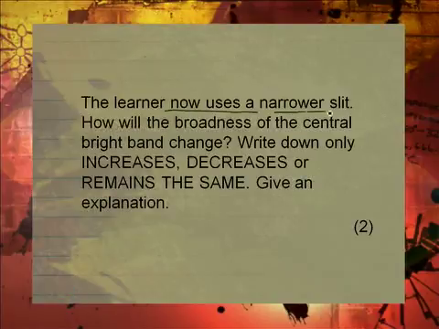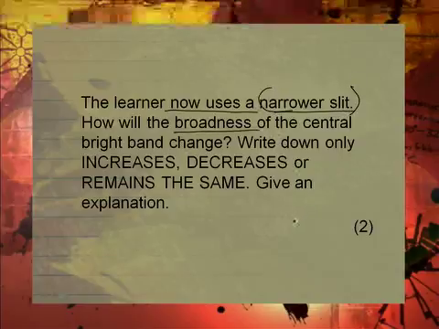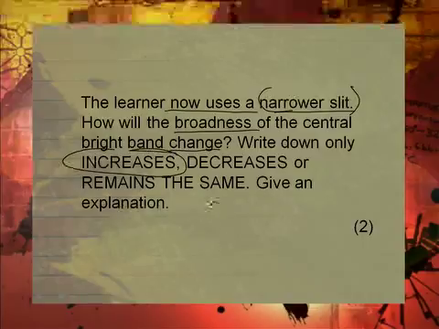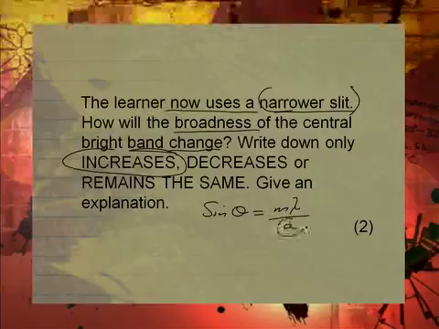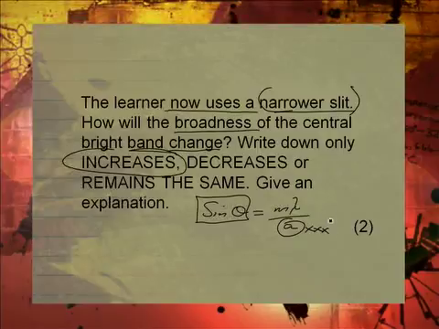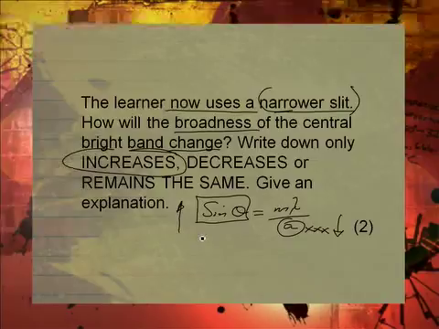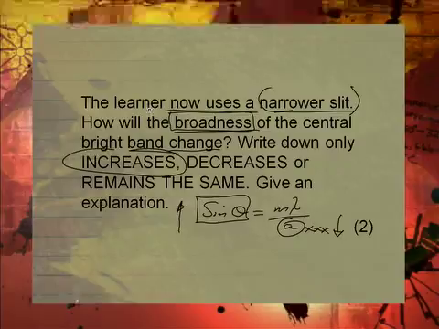The learner now uses a narrower slit. How will the broadness of the central bright band change? Write down only increases, decreases, or remains the same. Definitely it's going to increase. Why? Remember, from here we have just said that the amount of diffraction is inversely proportional to the size of the slit. So if you make the size of the slit smaller, the amount of diffraction is going to go up. So there's your central bright band, the broadness of the central bright band is going to become bigger.